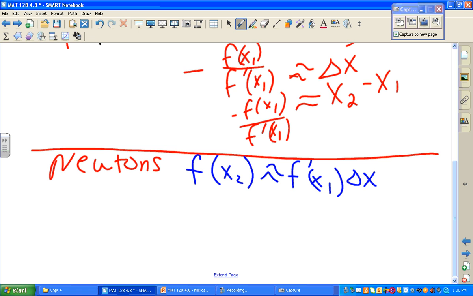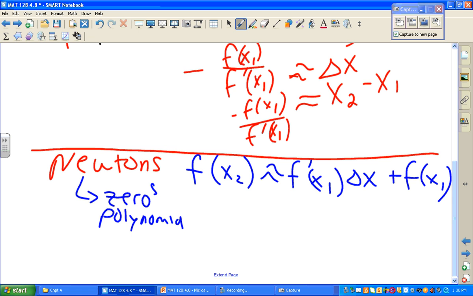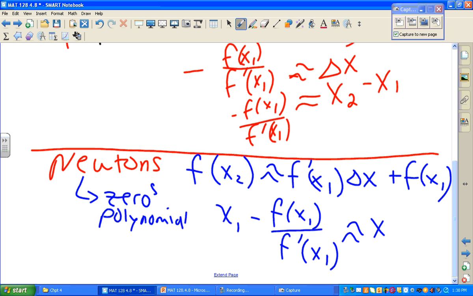You're going to do it quietly, plus f of x sub 1. We took that linear approximation, which was good for one number, and we turned it into the zeros of a polynomial, or any function, and we got x sub 1 minus f of x sub 1 over f prime of x sub 1 is approximately equal to x sub 2. Notice it doesn't equal a y value, but it equals an x value. Okay?